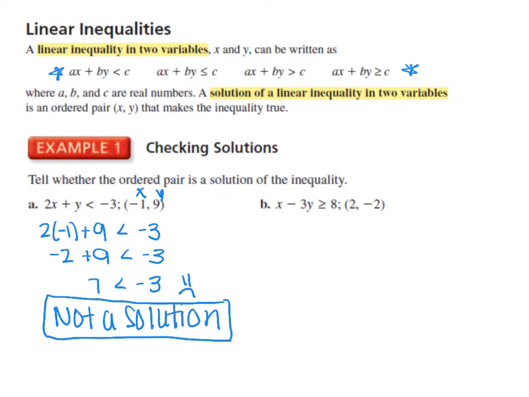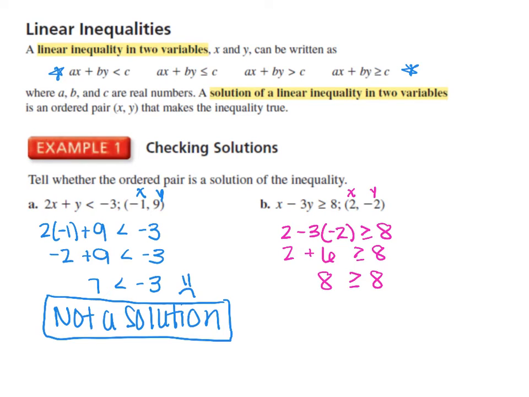Or if we look at letter B, if I put 2 in for x and -2 in for y, 2 minus 3 times -2 is greater than or equal to 8. Gives me 2 plus 6 is greater than or equal to 8. 2 plus 6 is 8, is greater than or equal to 8.